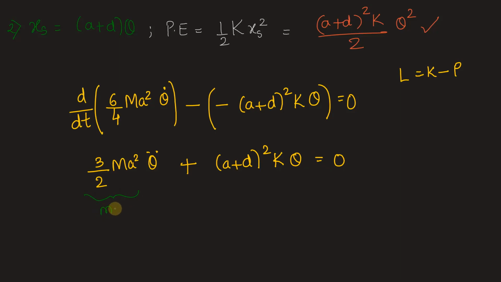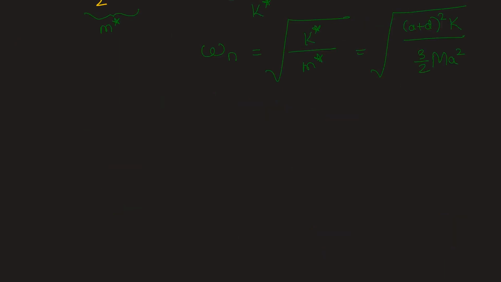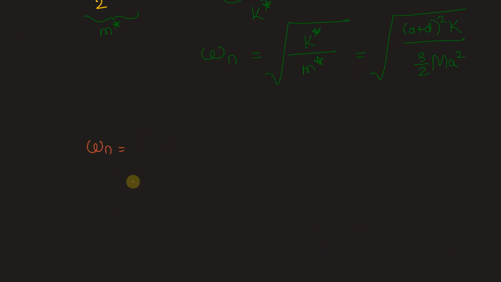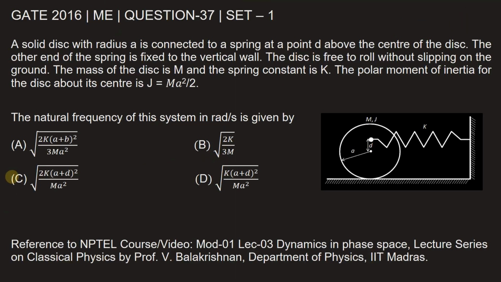So we have the mass equivalent here. Let's name it m star, and stiffness equivalent here. Let's name it k star. Natural frequency omega n as per its definition is root over k star upon m star, which is equal to root over a plus d whole square k divided by 3 by 2 m a square. Rearranging the terms, we get the natural frequency to be omega n equal to root over 2 into a plus d whole square capital K divided by 3 m a square. Let's mark the answer. So the answer here is option A.